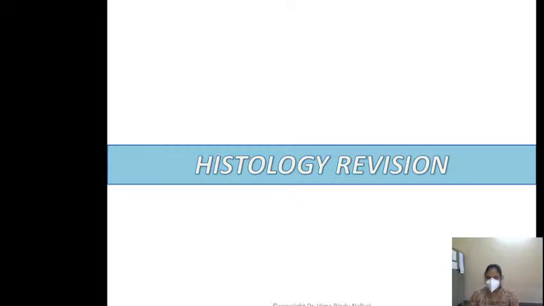Good morning, students. Today we will continue with the revision of histology slides. In the previous class we revised identification of the vascular system, that is arteries and veins. In the arteries we have seen the large artery and the medium size artery, or elastic artery and muscular artery, and then the small vein and the large vein.